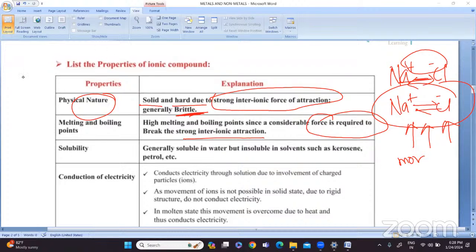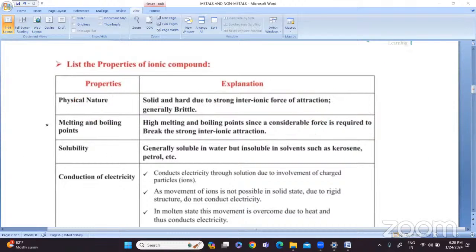Then when we consider the solubility of ionic compounds, most ionic compounds are generally soluble in water, but they are insoluble in organic solvents, such as kerosene, petrol, etc.